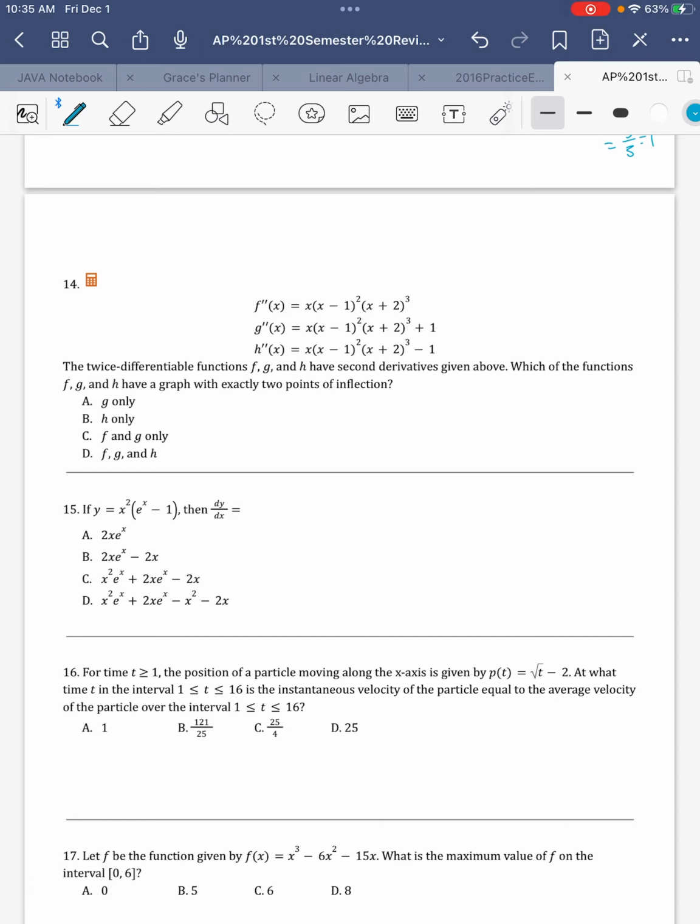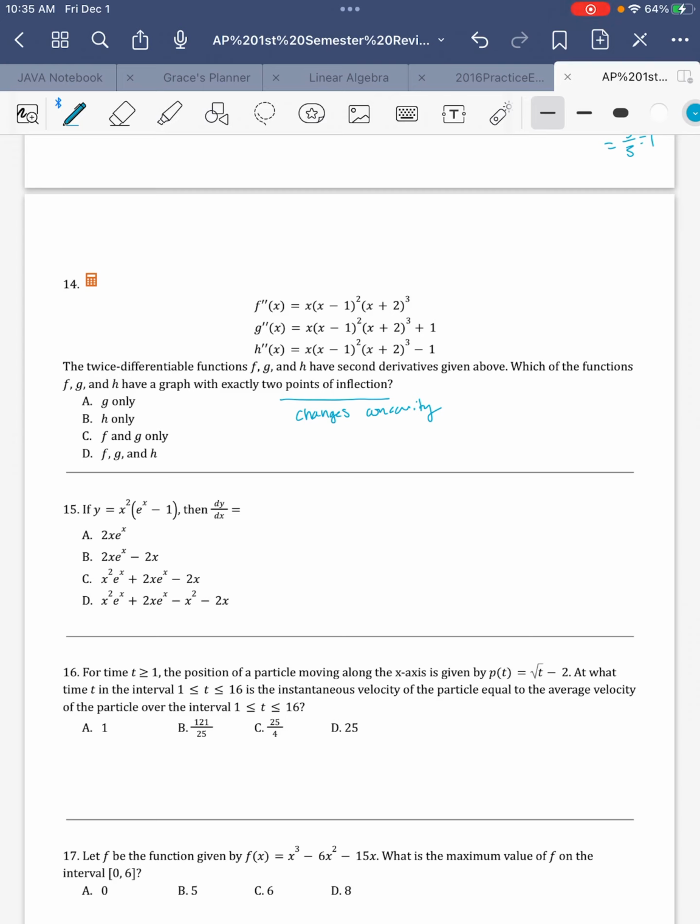All right, the next one gives us a bunch of second derivatives, and it asks which of the following are graphs with exactly 2 points of inflection. So a point of inflection is where your graph changes concavity. It's where it changes from concave up to concave down or concave down to concave up. That's a point of inflection.